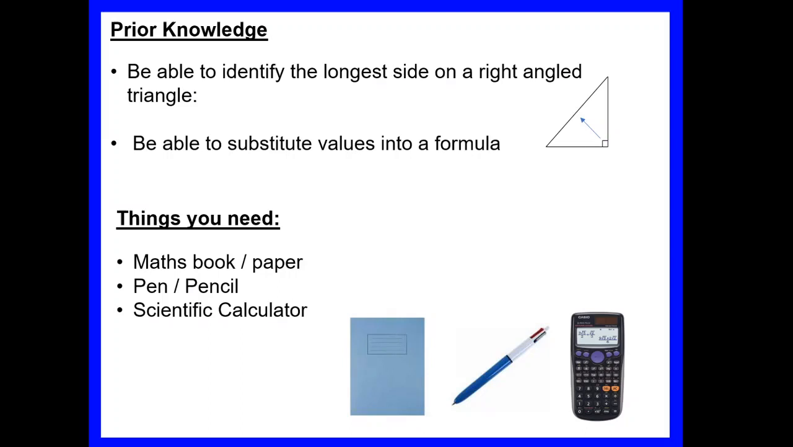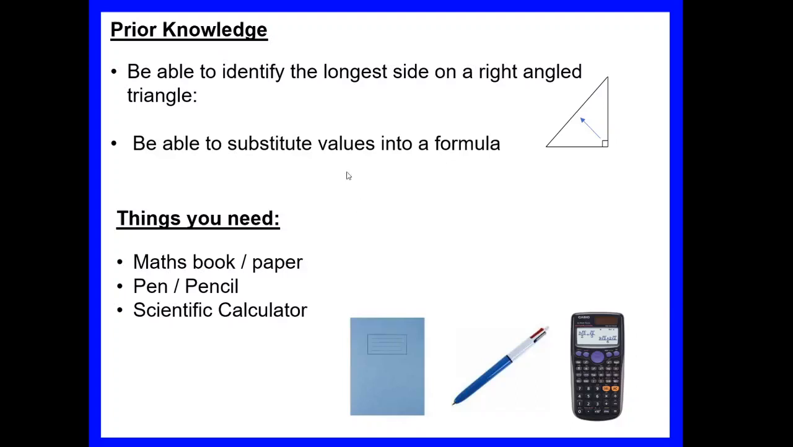So we should be able to identify the longest side on a right-angled triangle, that being the hypotenuse. Remember, it is opposite the right angle, so the diagonal side that's opposite the right angle is always the longest, and you should be able to substitute values into a formula.